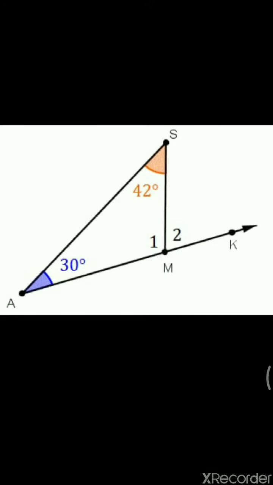Now, let's do a sum. Here you can see angle 2 is the exterior angle because it is the angle between the extended line and one side of a triangle. Now, angle 2 is equal to sum of the interior opposite angles, that is 30 plus 42 degrees, 72 degrees. In this way, you can find the exterior angles of a triangle using the exterior angle property.